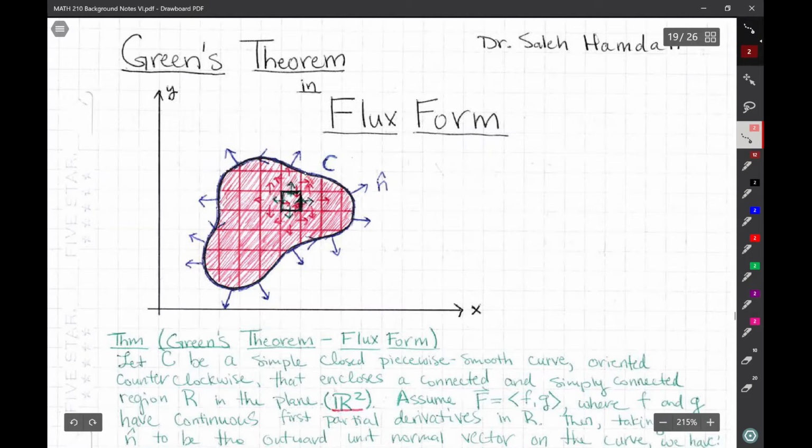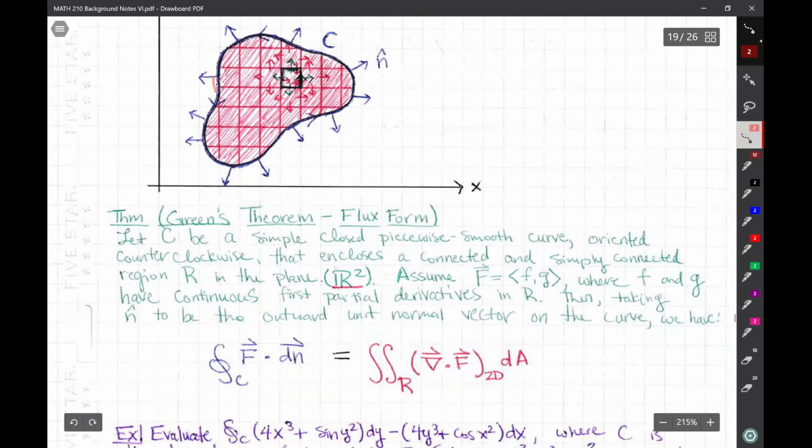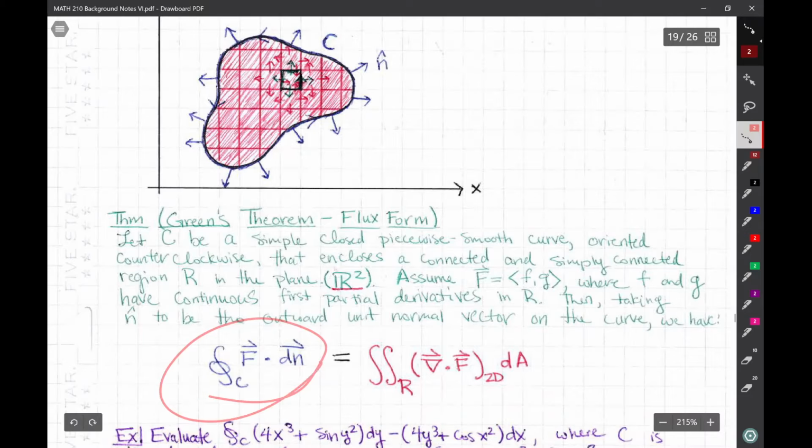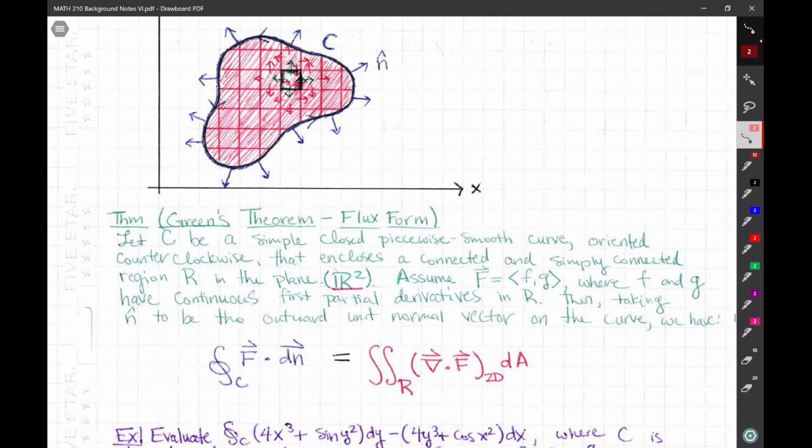Or maybe we could do something else at the boundary. And that something else is actually a flux line integral. So you can trade the 2D divergence in the bulk, which is the derivative in the bulk, for an operation at the boundary. Which operation here? The flux line integral. And that's the statement now of Green's theorem in flux form.